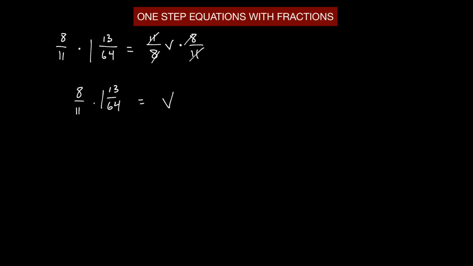Okay, what I want to do is I want to change this second fraction into a top-heavy fraction. So first what I want to do is I'm just going to move things from one side to the other. So we have v equals 8 over 11 times. Now changing it to a top-heavy fraction, 64 times 1 plus 13. It's going to give us 77 over 64.